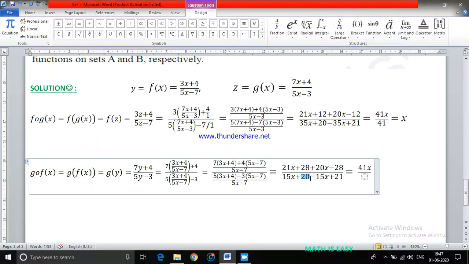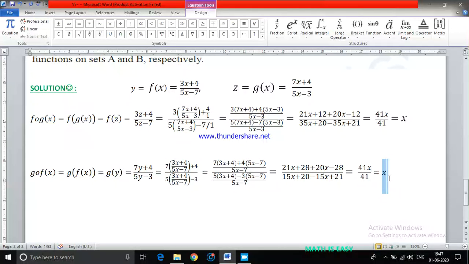Then I have plus 20 plus 21. 20 plus 21 will be 41. So then I'll get, which is equals to 41. 41 again will get cancelled. The answer will be x. Okay, so here what is giving? GOF of x is also giving me x only.